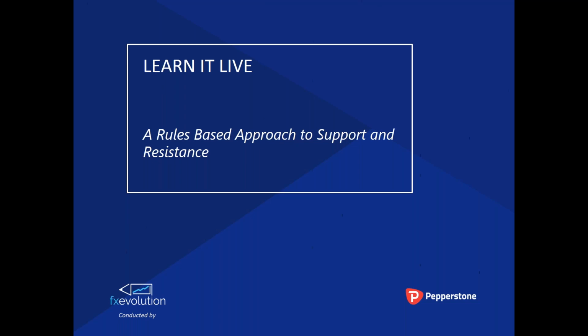So last time we covered some rules-based approaches, and tonight we're also going to use some rules-based approaches. Probably having rules with trading is one of the most important things you can do, especially as technical traders. We always want to keep that consistency in trading. So tonight we'll be talking about a rules-based approach to support and resistance.